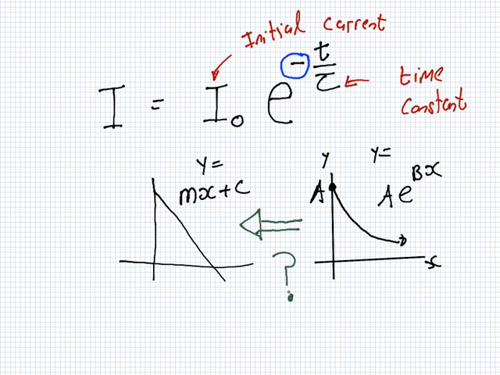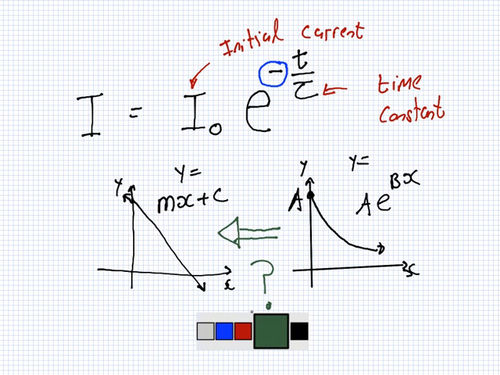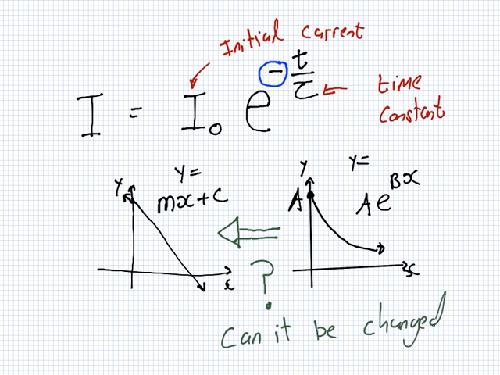So just before I go on, this is kind of a useful notes I made, so if you can write this down. So the next thing is, can this be changed to a linear graph?